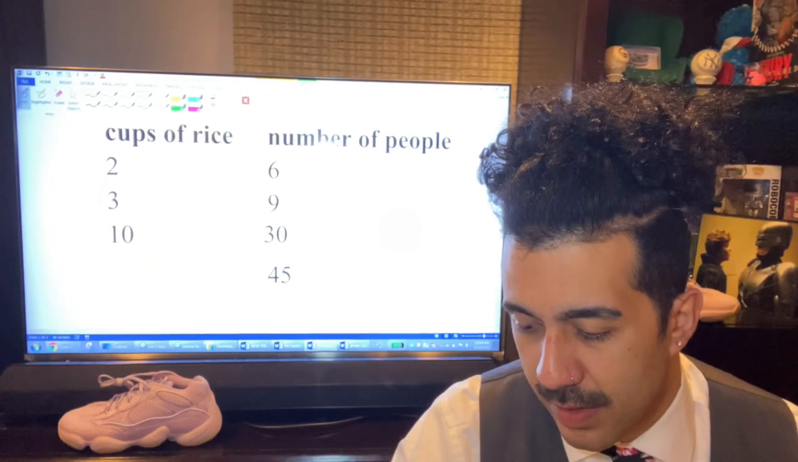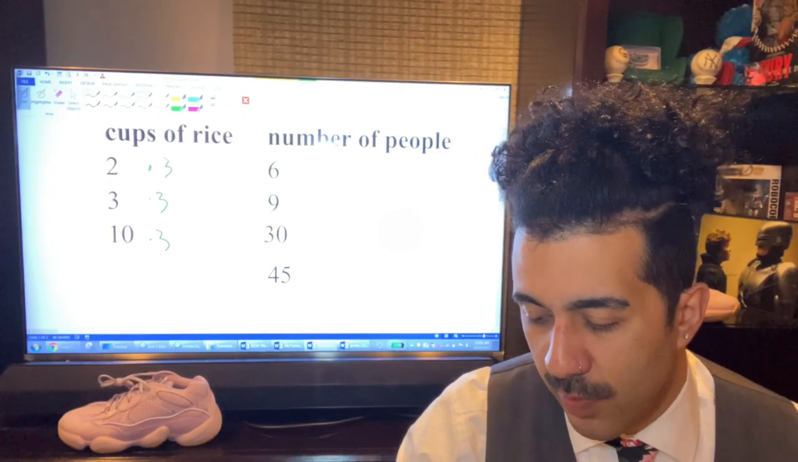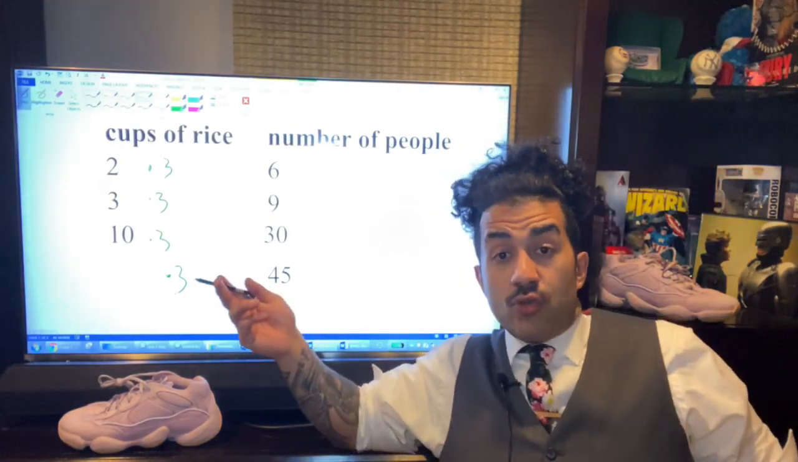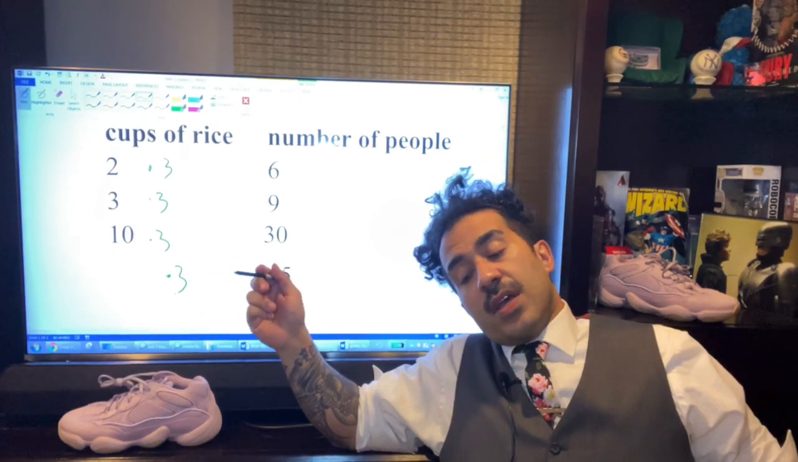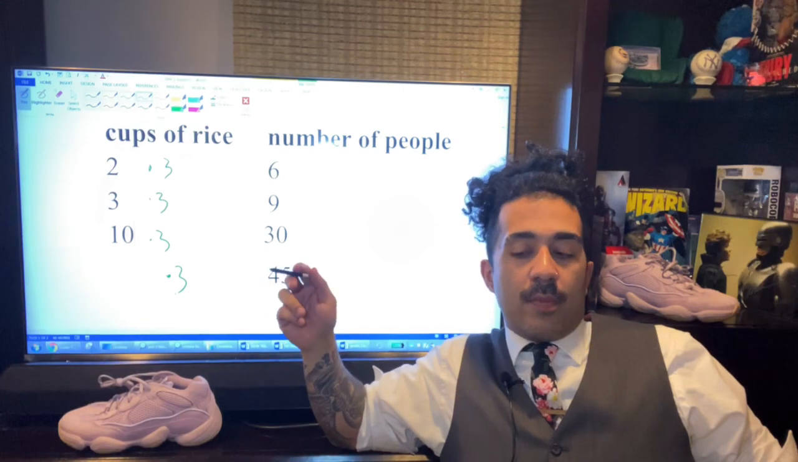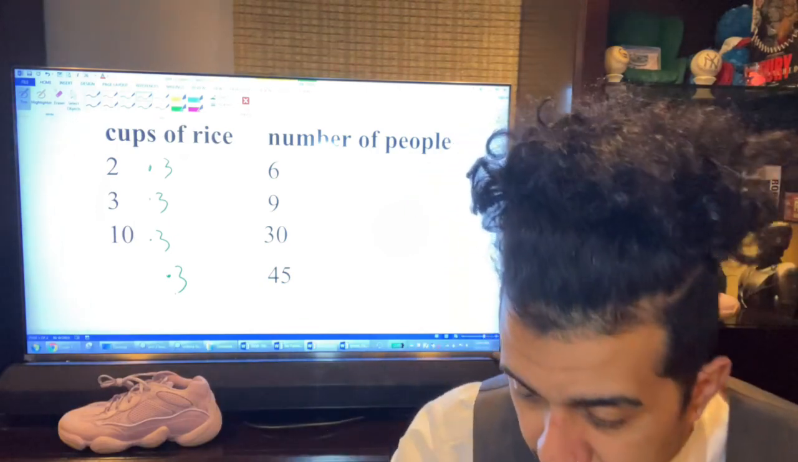Consistently. Times 3, times 3, times 3. So I'm going to put that times 3 again. Some number times 3 gives me 45. Well, if some number times 3 gives me 45, if I work in the other direction, 45 divided by 3 would give me that number. And 45 divided by 3 is 15.